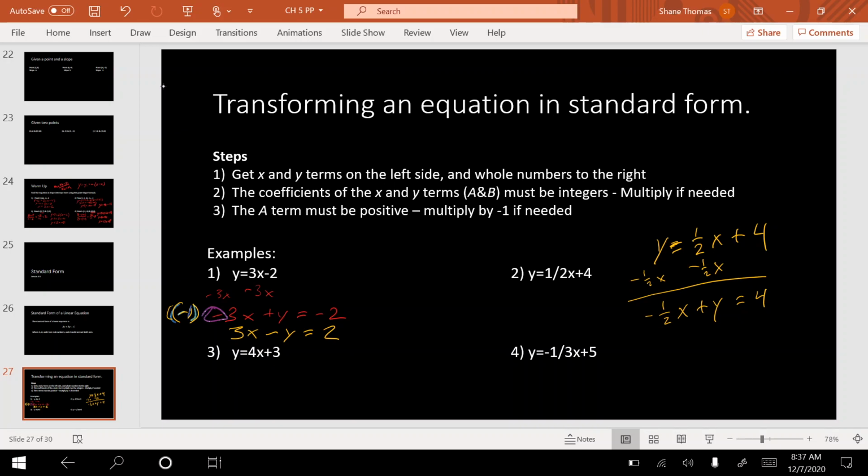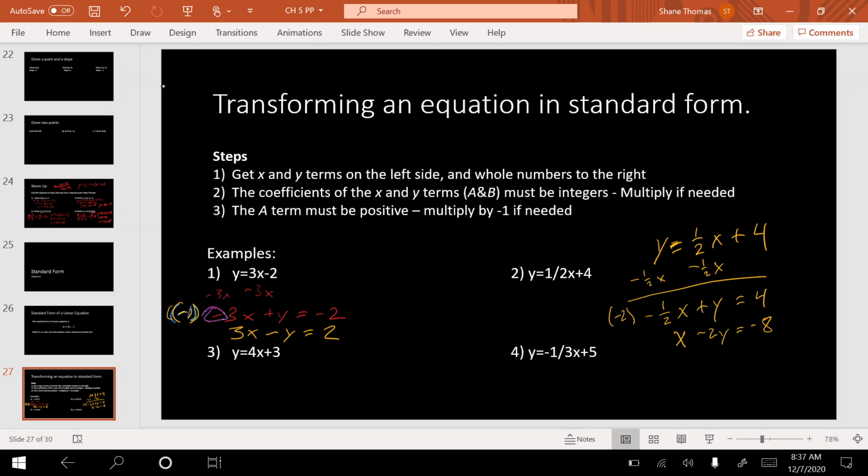We would want to multiply by 2 to get rid of the fraction. Then we'd have to multiply by negative 1 to get rid of the negative. So if we do it in one step, we can just multiply everything by negative 2. 2 times 1/2 is going to be 1, so that's going to be a positive 1x. And we have negative 2 times 1 is going to be negative 2y. And then negative 2 times 4 is going to be negative 8.